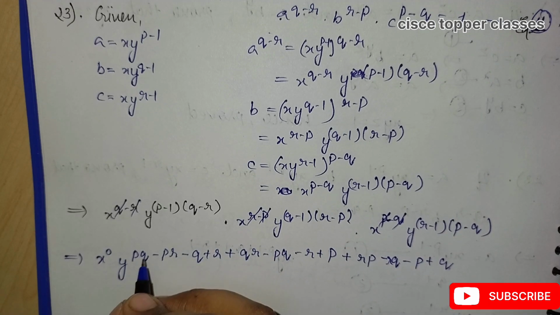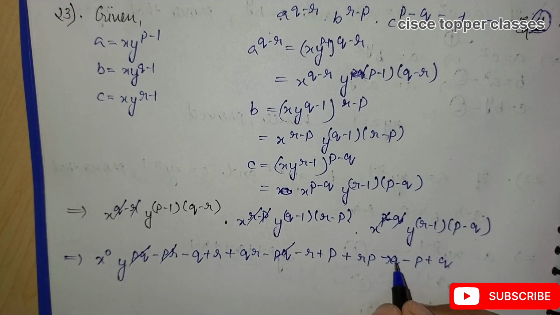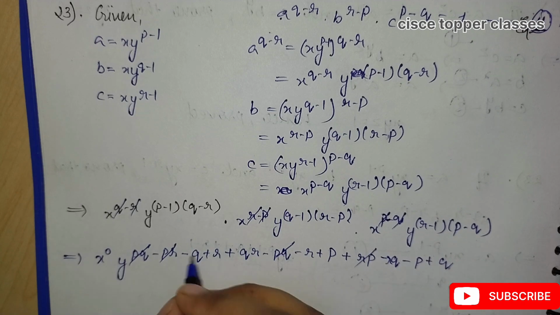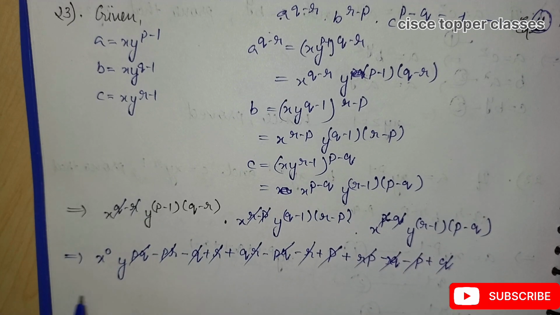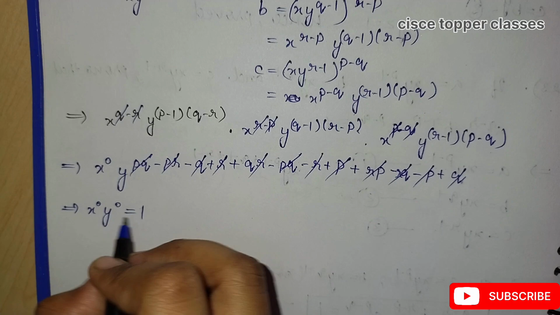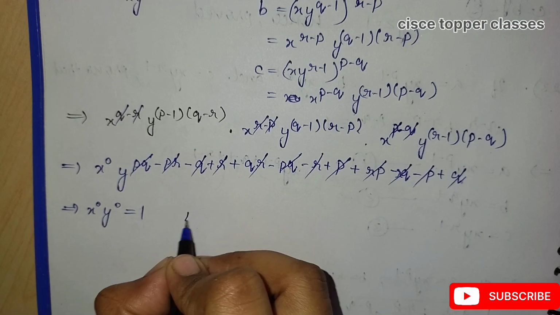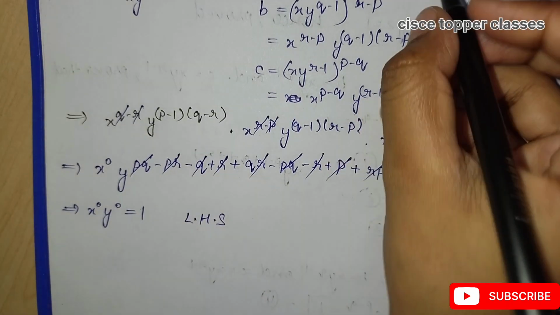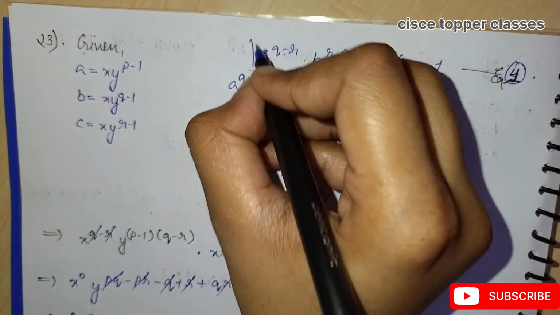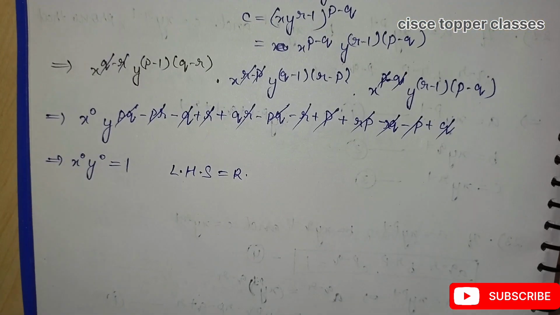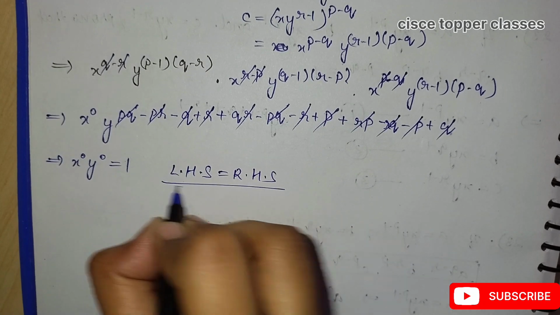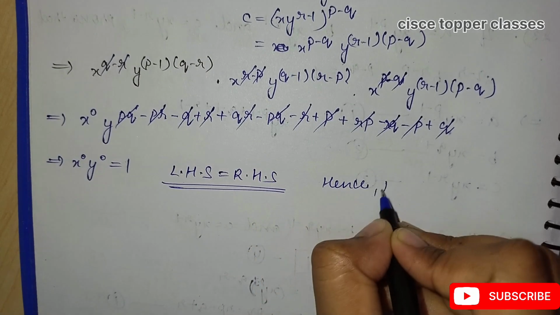So the whole will cancel out: pq from pq, pr from pr, qr from qr, r from r, p from p. So this will be x to the power 0, y to the power 0, which will be 1. Hence from here we have proved the LHS part of the equation, and the RHS part is 1 only, which we had to prove. So this equation is proved. LHS is equal to RHS, hence proved.